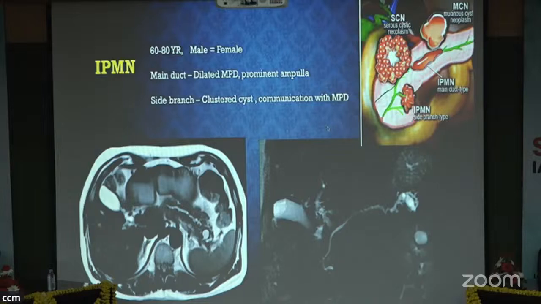Again, they are more common in elderly people. So this is one case which we are following. This is a case of side branch IPMN.